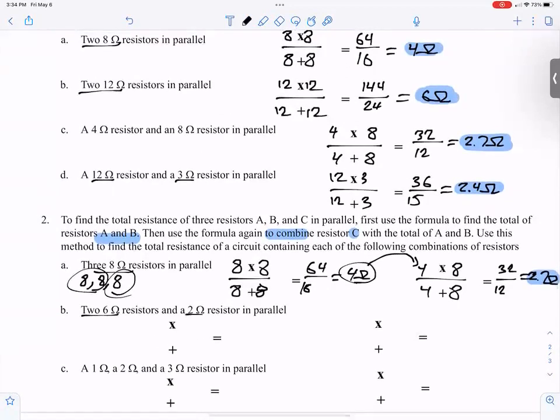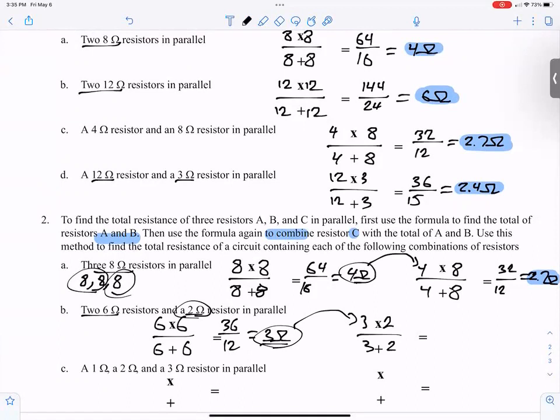Two 6-ohm resistors and a 2-ohm resistor. We'll start with the two 6s. 6 times 6 over 6 plus 6 is 36 over 12, which is 3 ohms. Take that and we're going to run the calculation with that and the 2-ohm resistor. So 3 times 2 over 3 plus 2 would be 6 over 5. Go ahead and divide those two, and you get around 1.2 ohms.